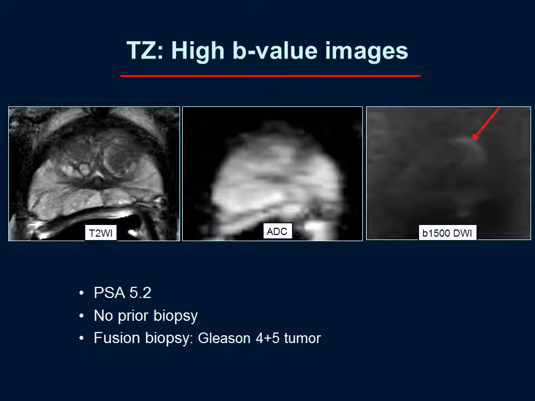And on targeted biopsy, actually this was quite a high-grade lesion, a Gleason 4+5 tumor. So in this case, the MRI, and in particular the high B-value images, were very useful for guiding the tumor's detection.